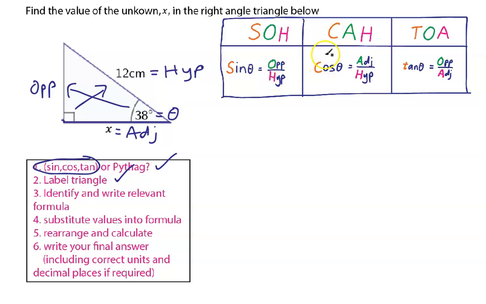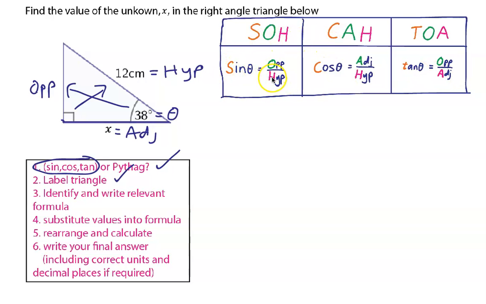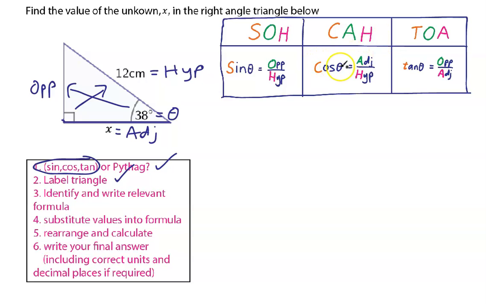C stands for cosine theta or cos theta. A is the adjacent on top, and the last one, H, goes on the bottom, hypotenuse. T equals tan theta. O is opposite, goes on top, A adjacent on the bottom. So sine theta equals opposite over hypotenuse. CAR, cosine theta, equals adjacent over hypotenuse. And TOA, tan theta, equals opposite over adjacent. So, SO CAR TOA. We've been asked to identify and write the relevant formula. Is it going to be sine theta, cos theta, or tan theta?